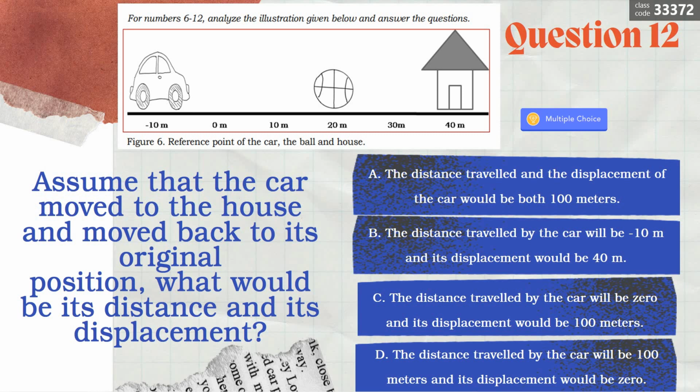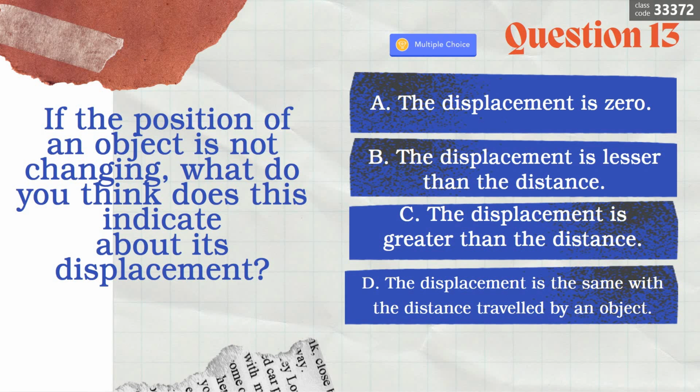Very good. The correct answer is letter D. The distance traveled by the car will be 100 meters and its displacement would be 0. Let's proceed with question number 13. If the position of an object is not changing, what do you think does this indicate about its displacement? A. Displacement is 0. B. The displacement is lesser than the distance. Or C. The displacement is greater than the distance. Or D. Displacement is the same with the distance traveled by an object.